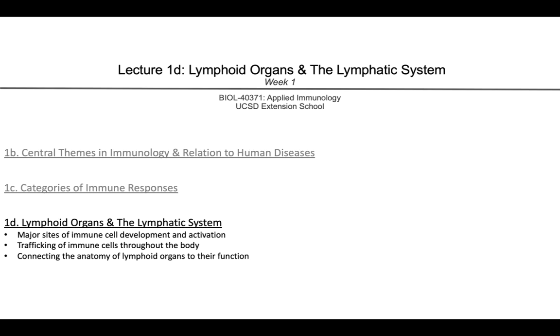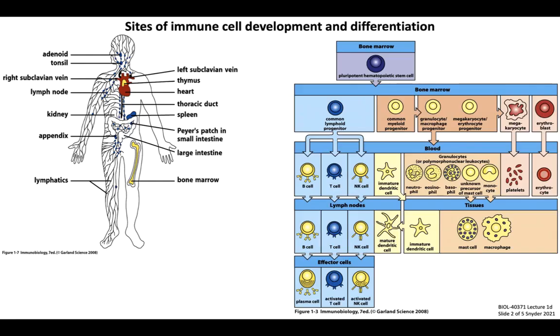Lastly, we'll end with a discussion of where we connect the specialized anatomical structures of lymphoid organs to their essential functions in the generation of a successful immune response. We'll start off today by talking about sites of immune cell development and differentiation, which are referred to as lymphoid tissues or lymphoid organs. As we discuss these organs, I want you to keep this immune cell differentiation schematic in mind. So think about where stem cells and progenitor immune cells are generated, and where immune cells can then develop and undergo maturation within various tissues throughout the body.